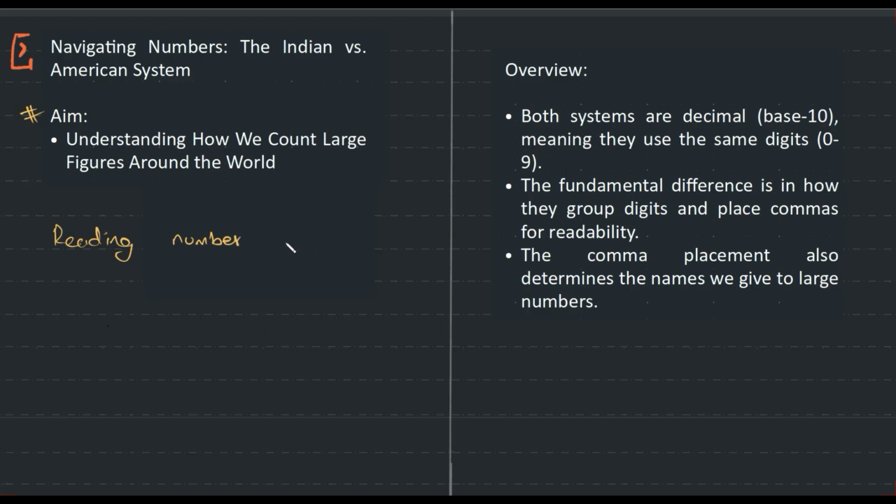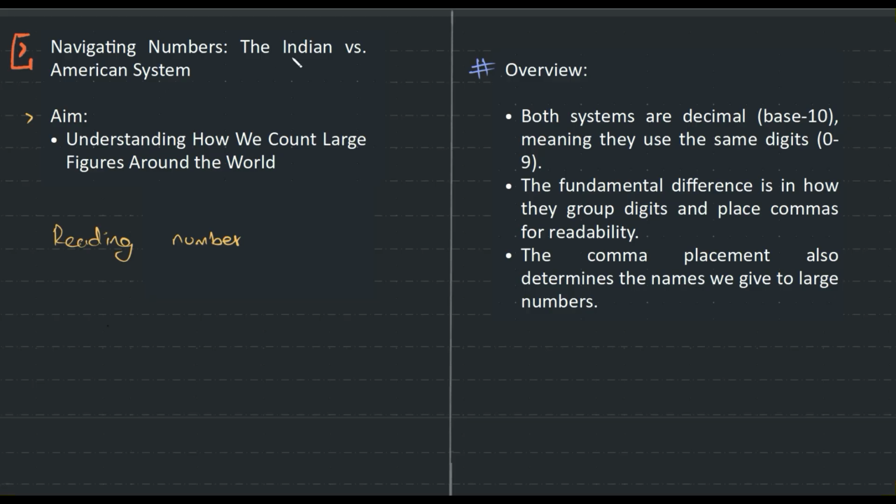So we're looking at two main ways of doing it. One is the Indian system and another is the American system. So the aim over here is to understand how we count large figures around the world. That's the fundamental aim. With that aim, let's look at the overview.